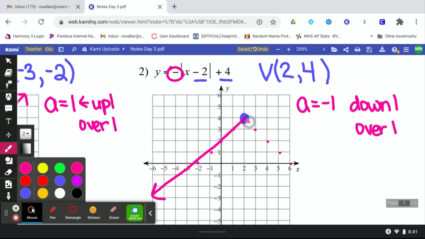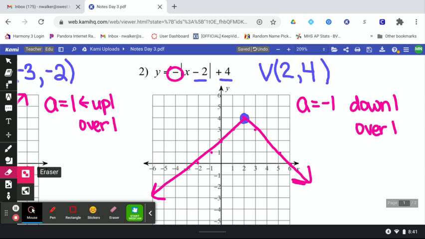So when your coefficient in the front is a negative, you will have a V shape that goes upside down. So positives point up, negatives point down.